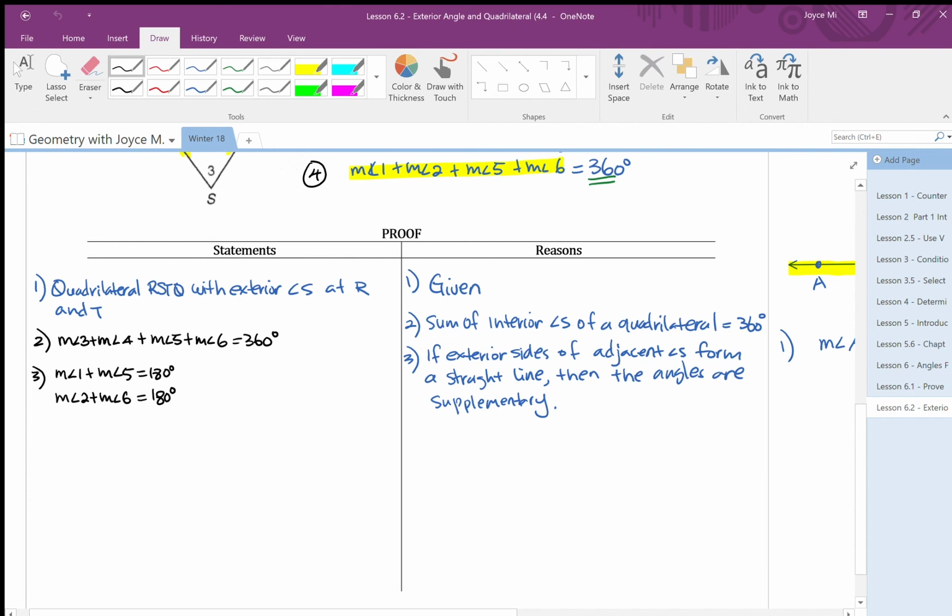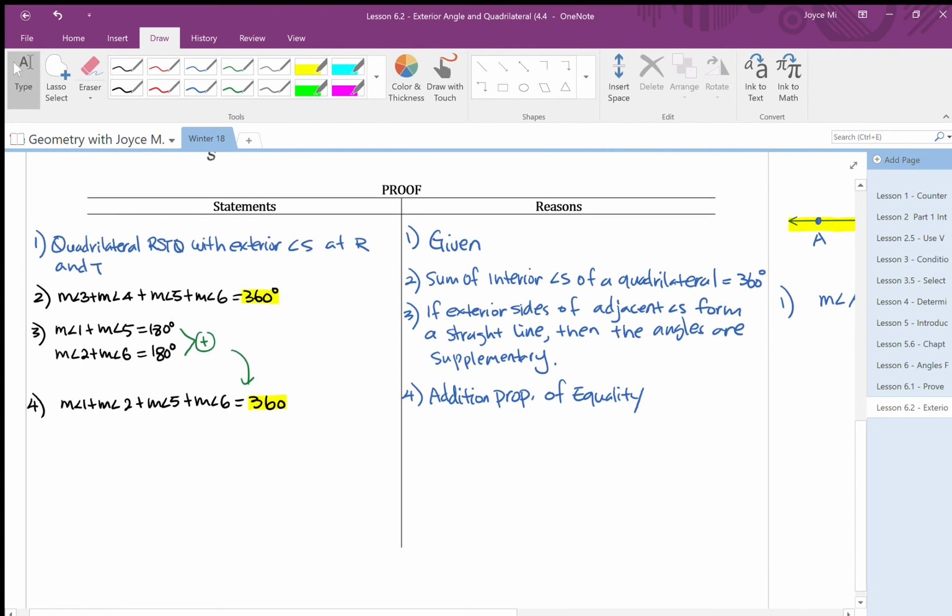So next step, I add the equations in step 3. So number 4, I say if I add measurement angle 1 plus measurement angle 2 plus measurement angle 5 plus measurement angle 6, it is going to give me 360. Again, I'm adding these two equations here, add them to give me this one. And I'm adding both sides of the equations here. So when I'm adding things to both sides of the equation, it's just the addition property of equality. Now I have 360 is equal to 360 there. So the two equations both equal 360, therefore they equal each other.